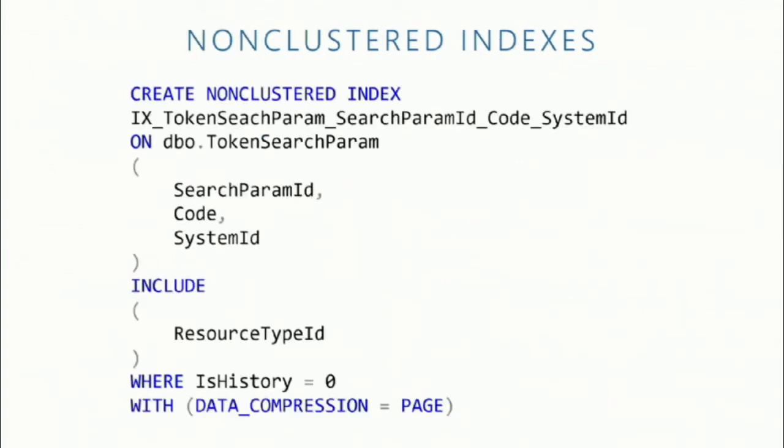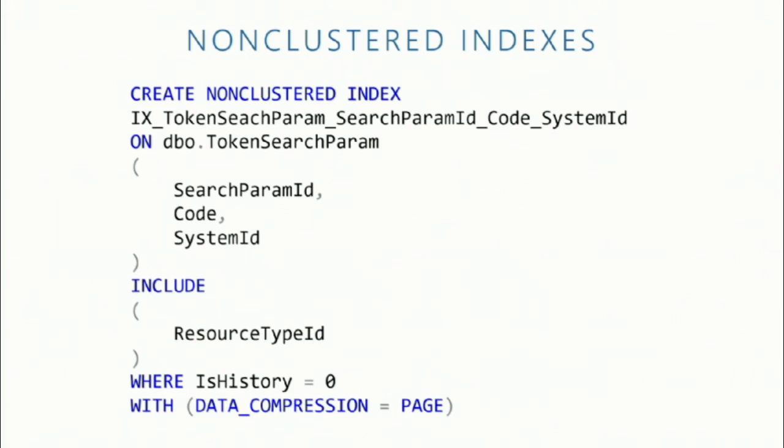Then for each of these tables, we'll have one, sometimes more, non-clustered indexes. These are for searching by the interesting attributes. For string, it would be based on the string value. For quantity, it would be on the numeric quantity. In the case of a token, it is the search parameter ID, then the code and the system ID, so that you don't have to specify the system when you search. You might flip these, but then in cases where you're just specifying the code, not the system, it wouldn't perform well.